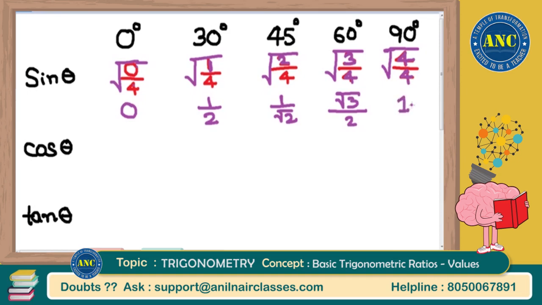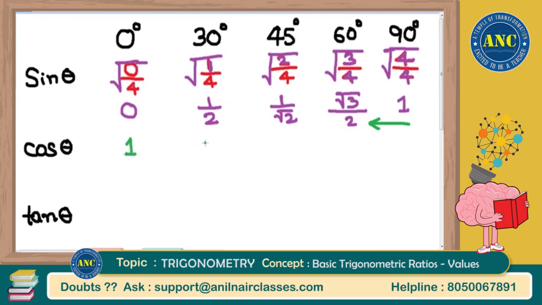That means write down whole numbers from 0 to 4 in the same order, divide everything by 4, find the square root. You will end up with the answer. Now once you get the values of sine for all these standard angles, cos is never a difficulty. Cos is nothing but the reverse of sine. Come in the reverse direction.